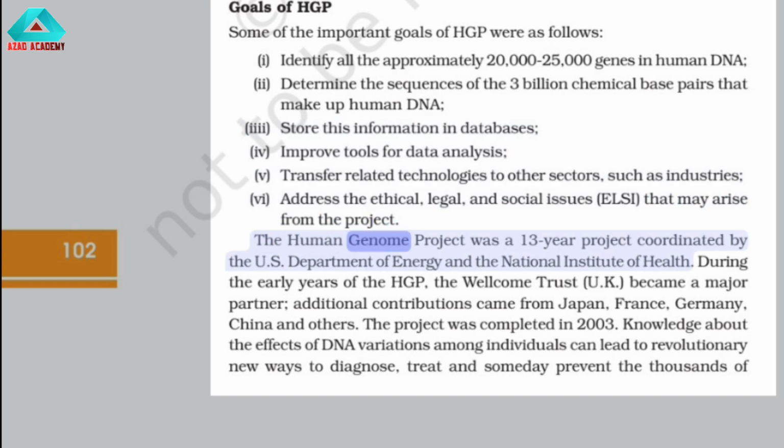The Human Genome Project was a 13-year project coordinated by the U.S. Department of Energy and the National Institutes of Health. During the early years of the HGP, the Wellcome Trust in the UK became a major partner. Additional contributions came from Japan, France, Germany, China, and others. The project was completed in 2003.